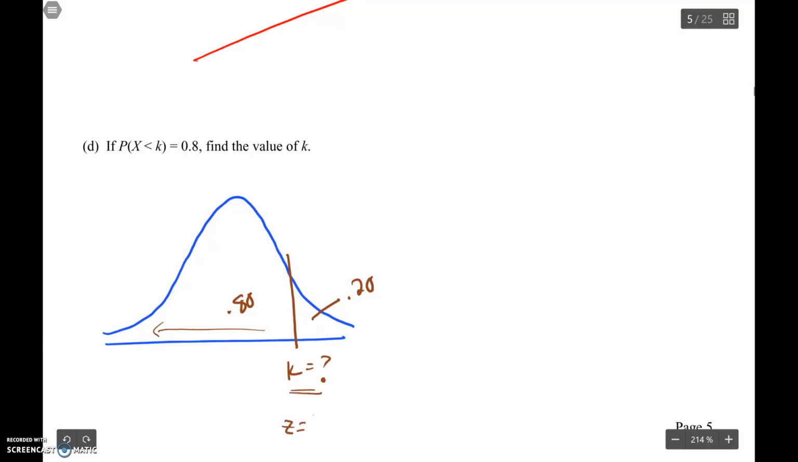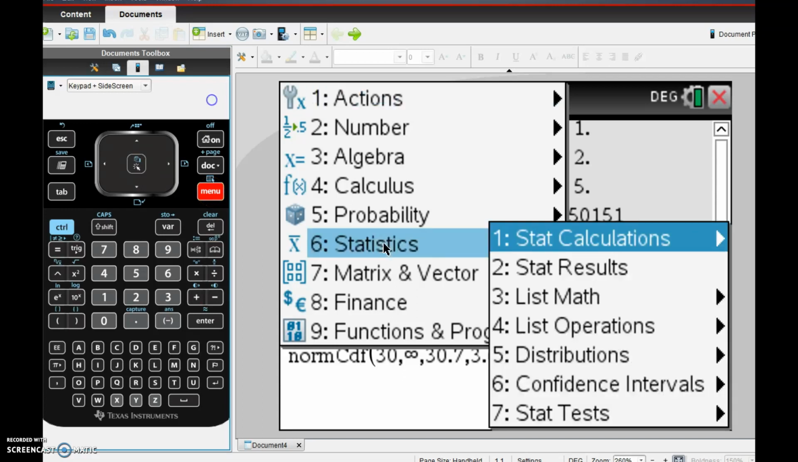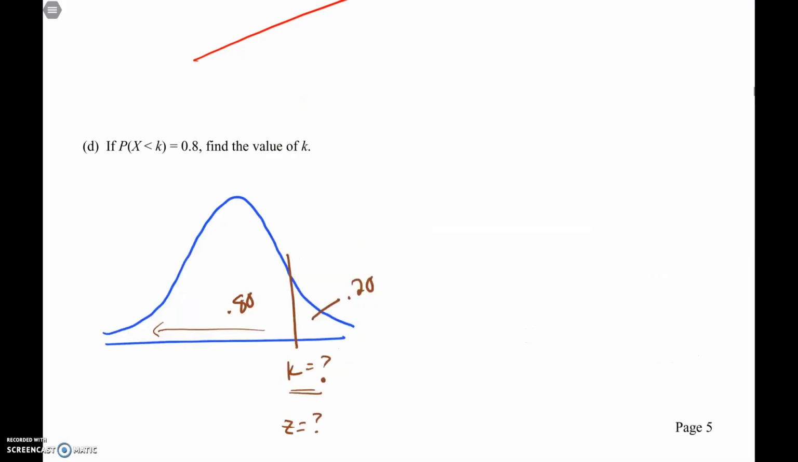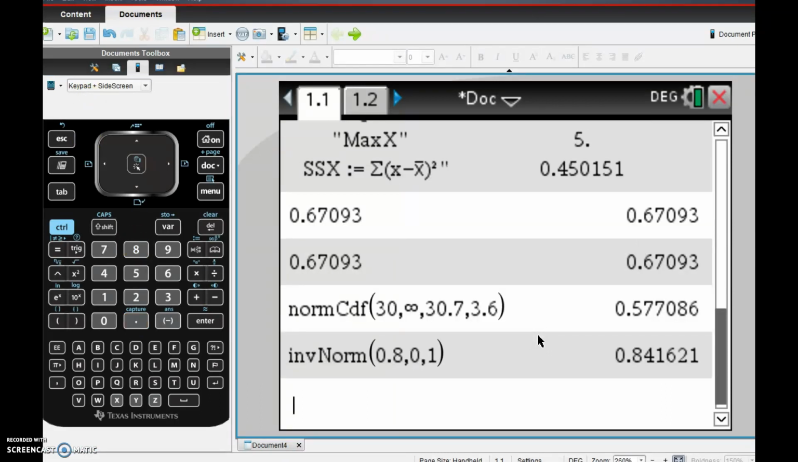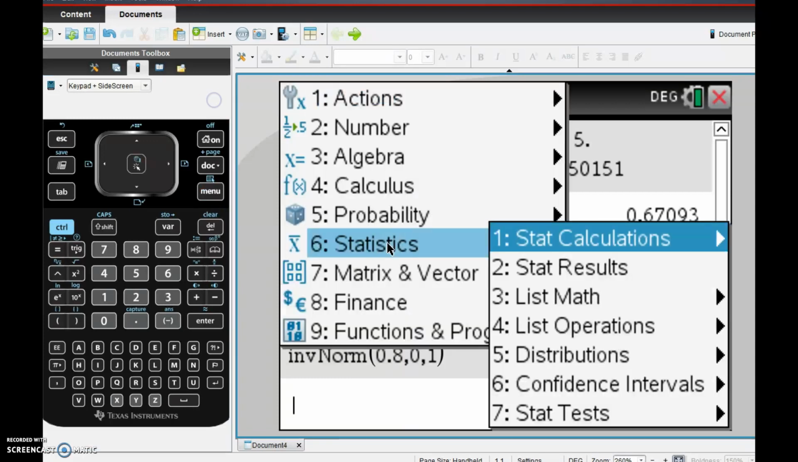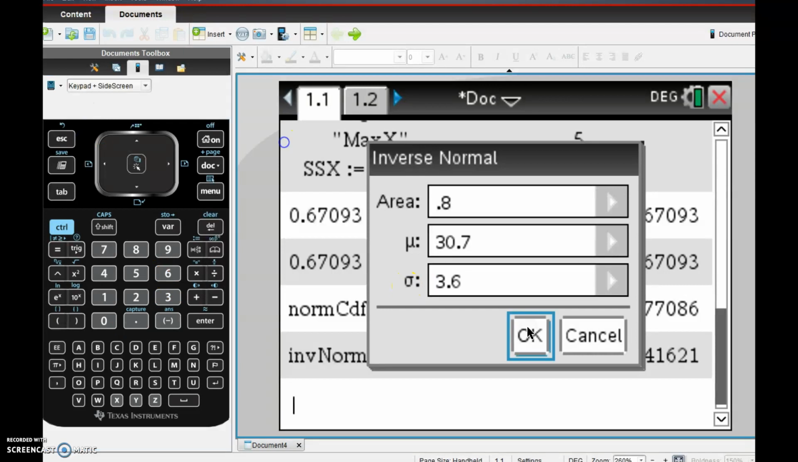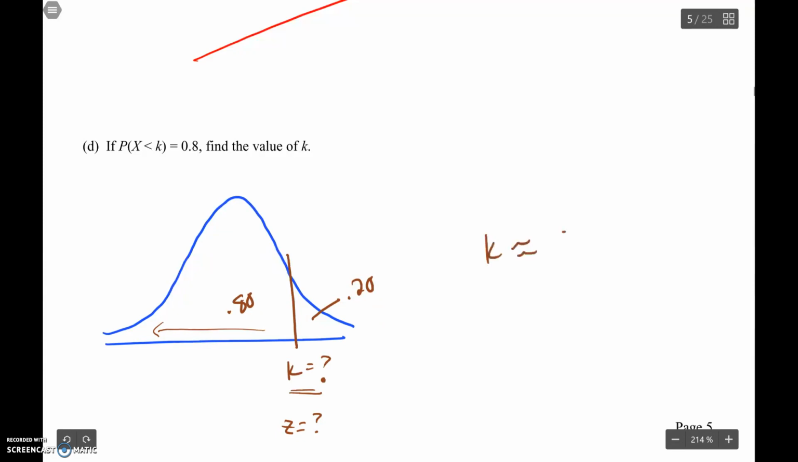I have the area. I want the value. Now if you want, you can find the z-score, but I'm just going to use the calculator to get the value. I have the area, I want the cutoff. That's inverse normal. Which area am I going to put in? This function always takes the left area. So I have to put in the 0.8. Hit enter. You get the z-score, and you could convert that if you want. I don't want to. Make it easy: 30.7, 3.6. K is approximately 33.7 pounds.